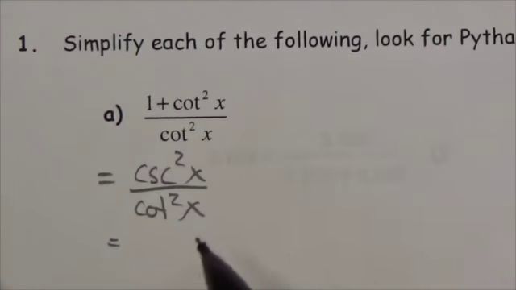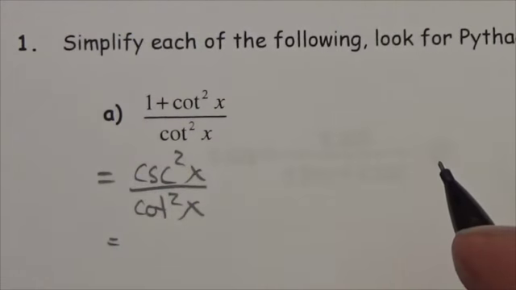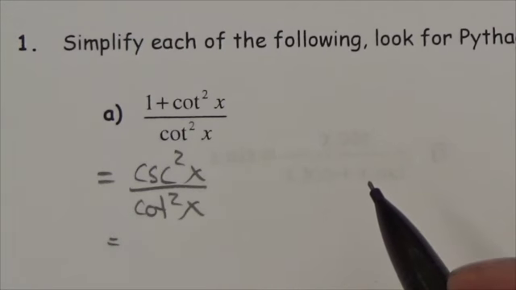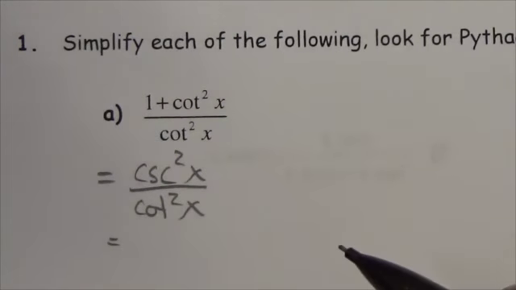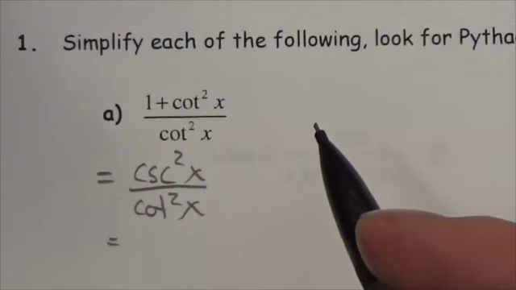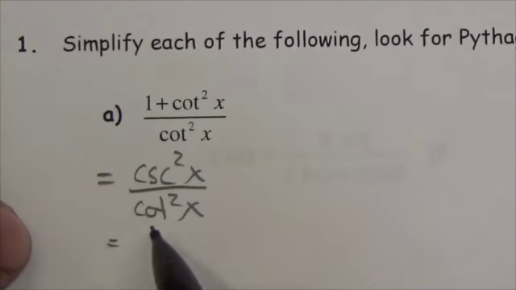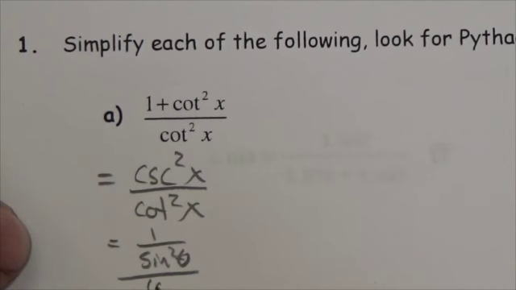Now, in this case I want to simplify this as far as I can. There's not a whole lot I can do here. But what I know is that cosecant squared of theta is 1 over the sine squared of theta. Cotangent squared is going to be cosine squared of theta over the sine squared of theta. Can you see that?